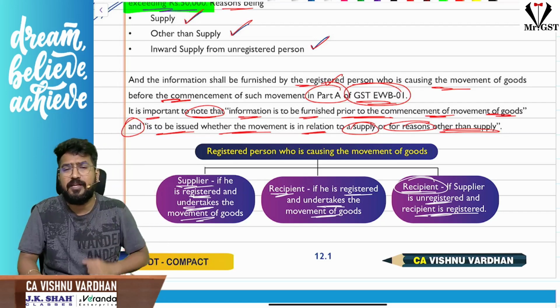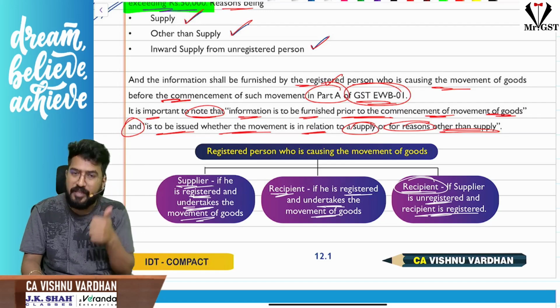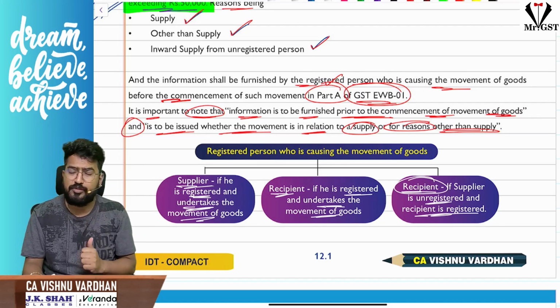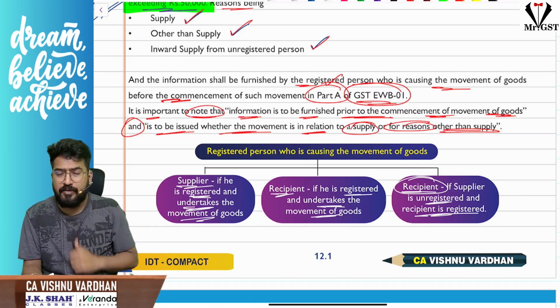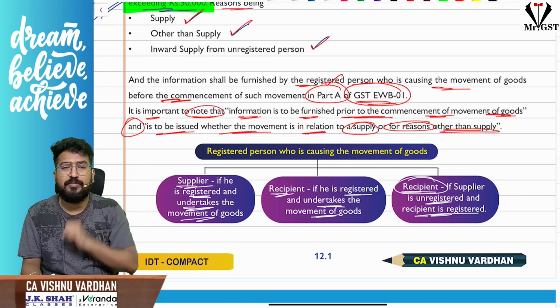What will be there in part B? In part B, there will be vehicle details if you are transporting the goods by road, or if it is through railways, the railway receipt number, or for airways, the airway bill number, all that stuff. These details will be given in part B.